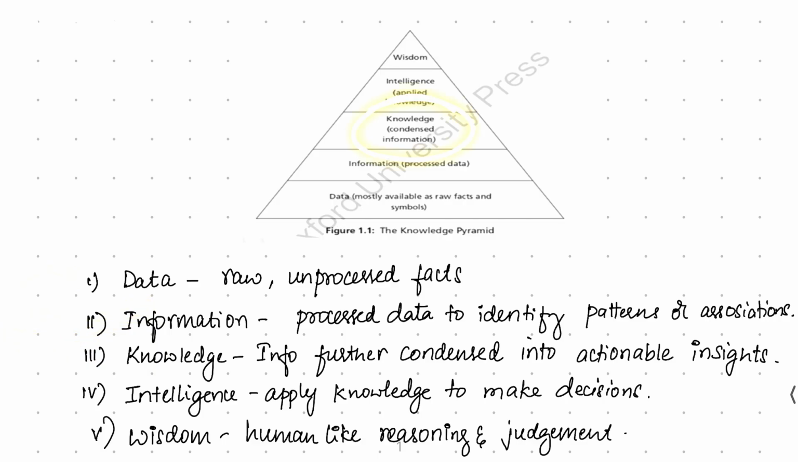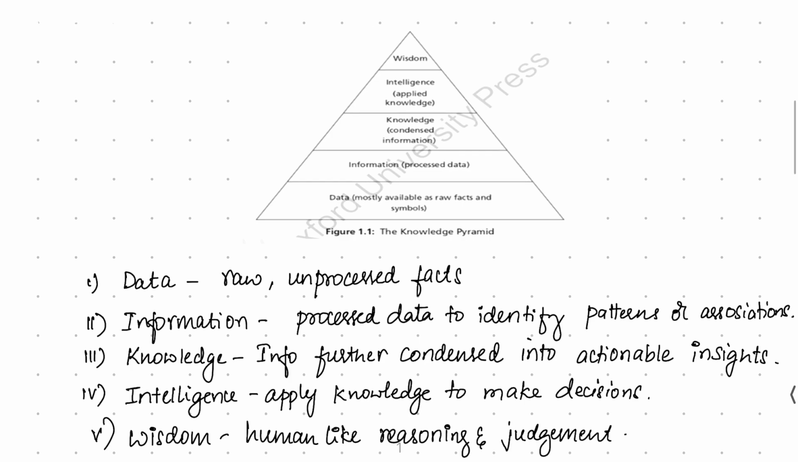Next we have knowledge. Knowledge is formed when the information is further condensed into actionable insights. For example, let's take historic sales data, which might show that snack products are consistently sold more during the afternoon hours. This insight, which is derived from the information, can be called knowledge. This knowledge is very helpful in business planning and promotions and all of that.